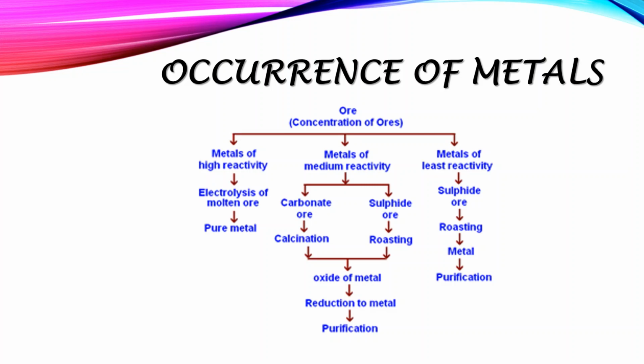We do reduction for that. We reduce the metal and we get the purified metal. Metals of least reactivity are mostly sulfide ores, which go through the process of roasting, are then converted into metal, and then purified.